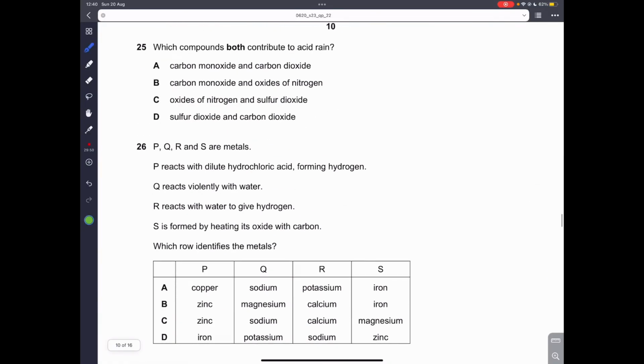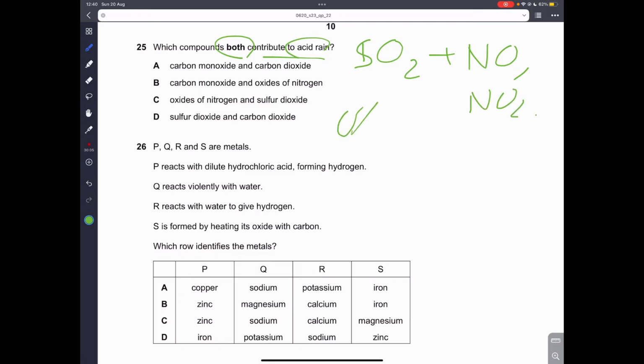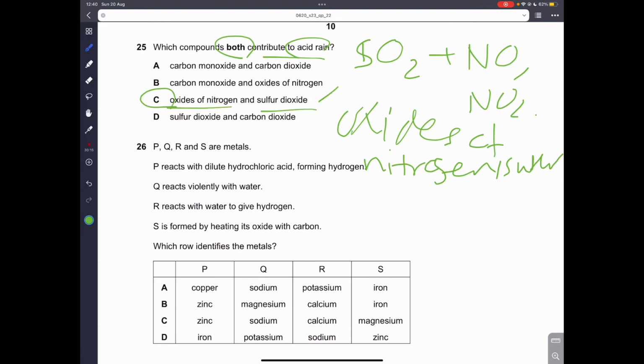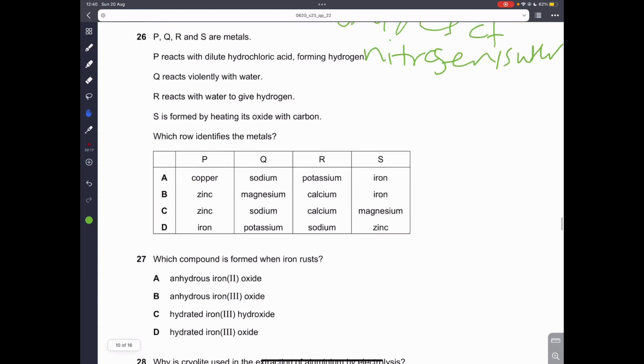Question 25. Which compounds both contribute to acid rain? Remember, acid rain is caused by sulfur dioxide and the oxides of nitrogen. So oxides of nitrogen and sulfur dioxide will contribute to acid rain.